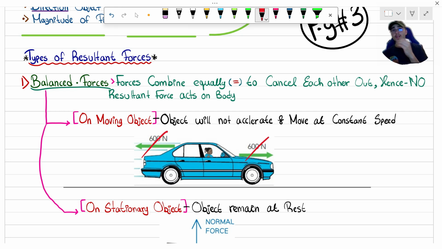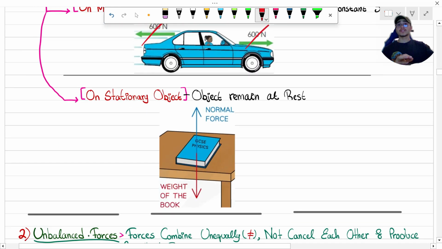And in this case, on a moving object, the object will not accelerate, it will continue to move at a constant speed, because an object will accelerate, like we said, if the forward force is greater, and decelerate if the backward force is greater. But here, both forward and backward forces are equal, so there's net zero force and the object is not going to accelerate. On a stationary object, the object will just remain at rest.